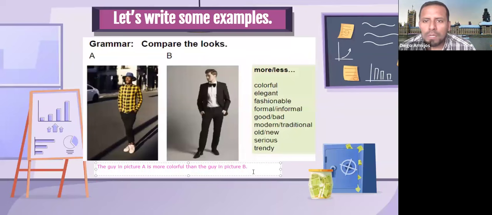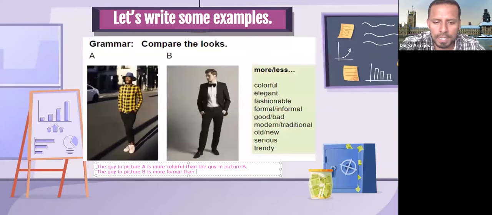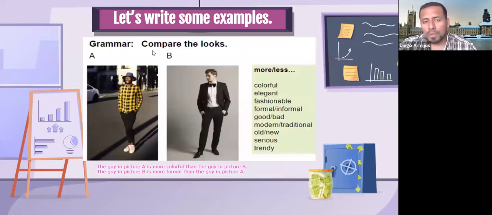Now, another example, we're gonna use the adjective formal, okay? But in this case, which is formal? We're gonna use it like this. The guy in picture B is more formal than the guy in picture A. You see? Or you can use less. You can say, for example, the guy in picture A is less formal than the guy in picture B. Okay? So these are two examples for you guys to follow and try to write more sentences.